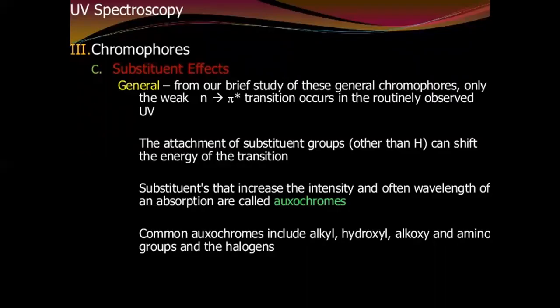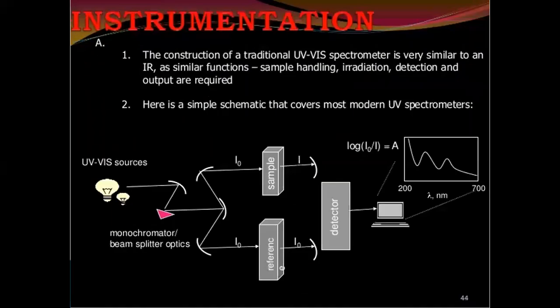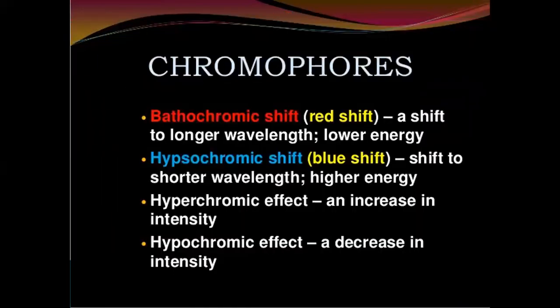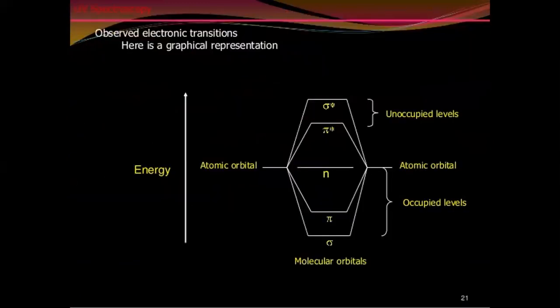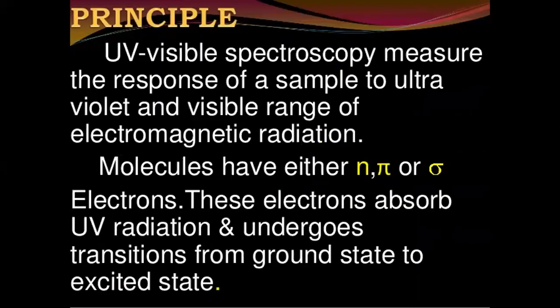Thank you for today's class. Today I discussed UV visible spectroscopy and the principle behind the spectra. 150 to 400 nanometers is ultraviolet, and 400 to 800 is visible. Combined together, you get the UV visible spectrum.